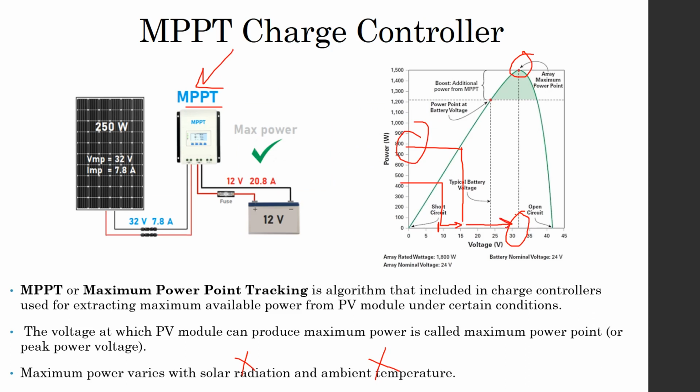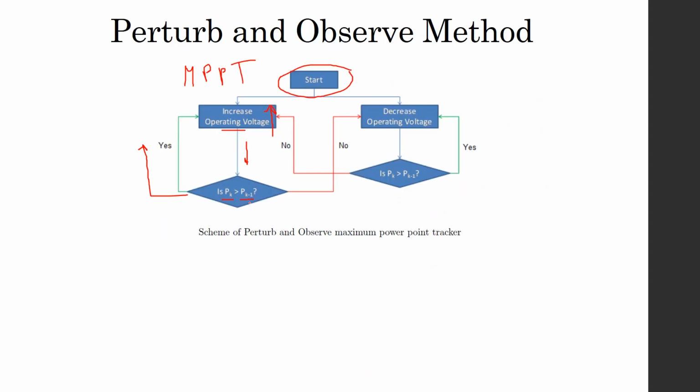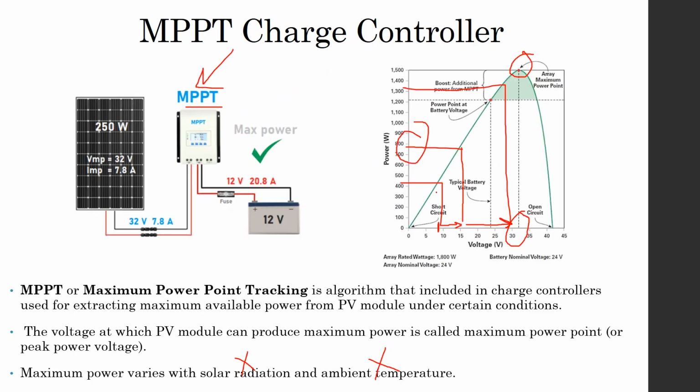This is the old power and this point is the new power. Is the new power higher than the older power? Yes, so increase again the operating voltage. For example, increase until we reach this point near the maximum power point. Let's assume we reach this point. Again, the new one is higher than this power.